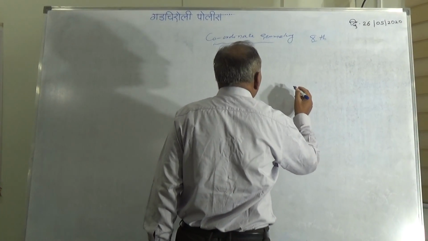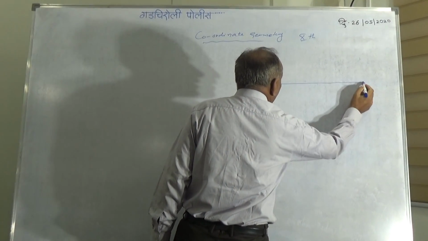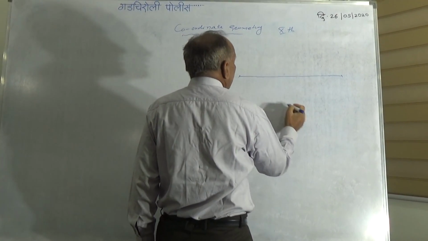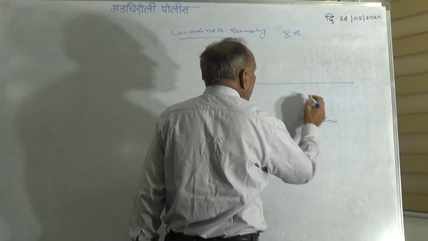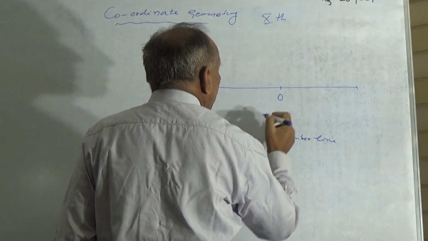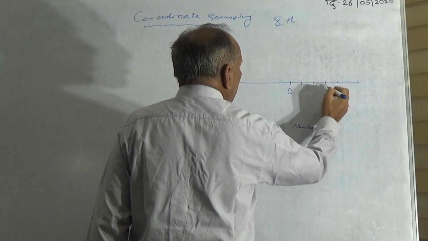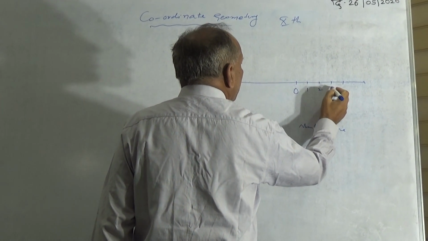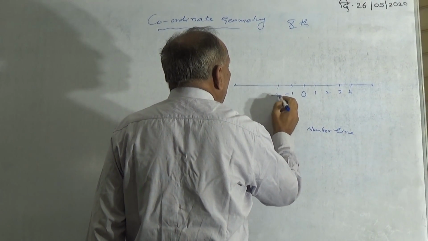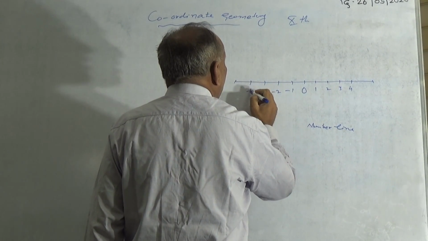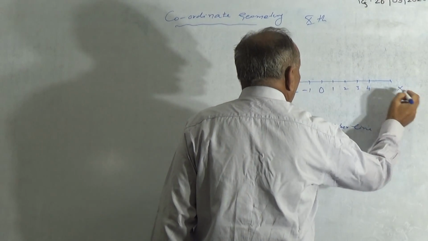We have seen, let this be a number line. 0 is the origin, and +1, +2, +3, +4, and so on. This side is negative: -1, -2, -3, -4, and say this is X'OX.